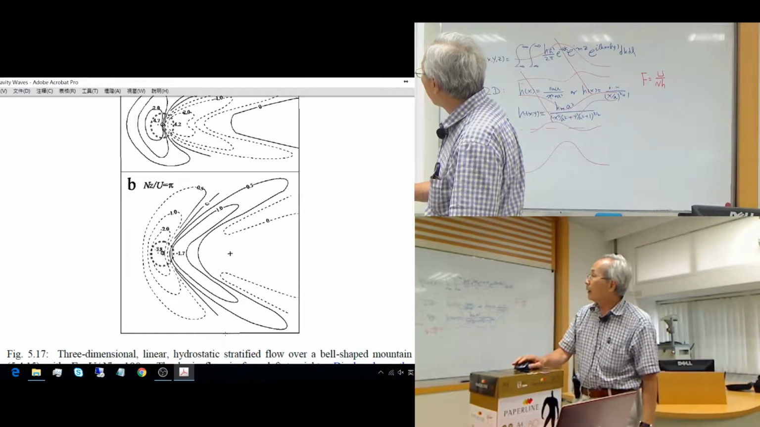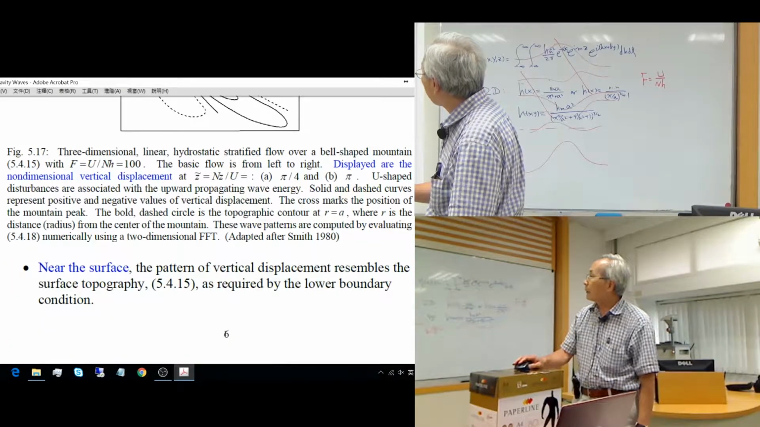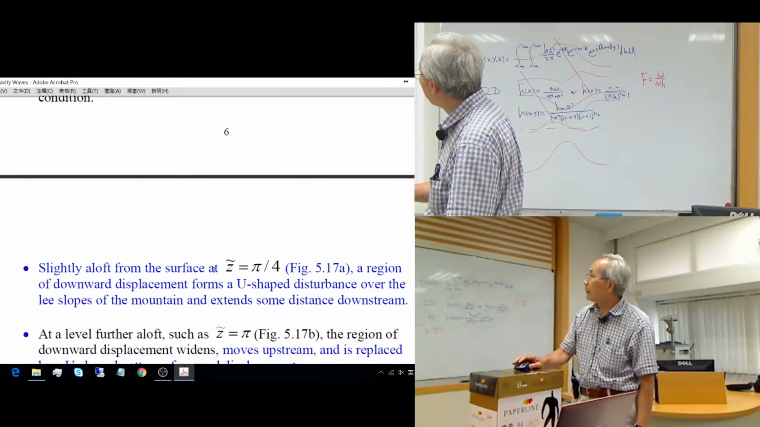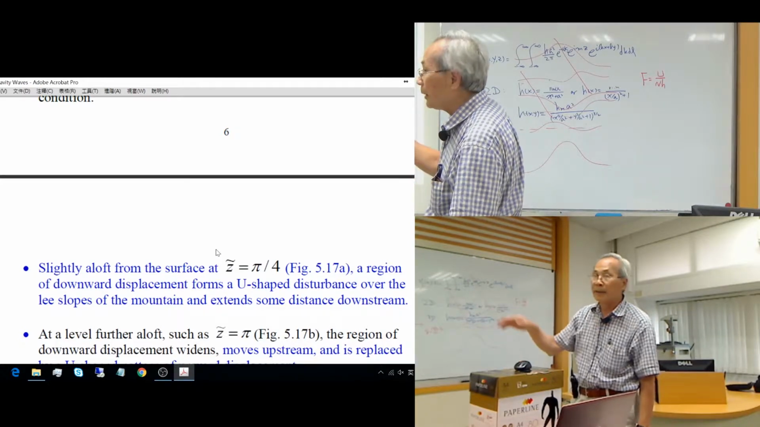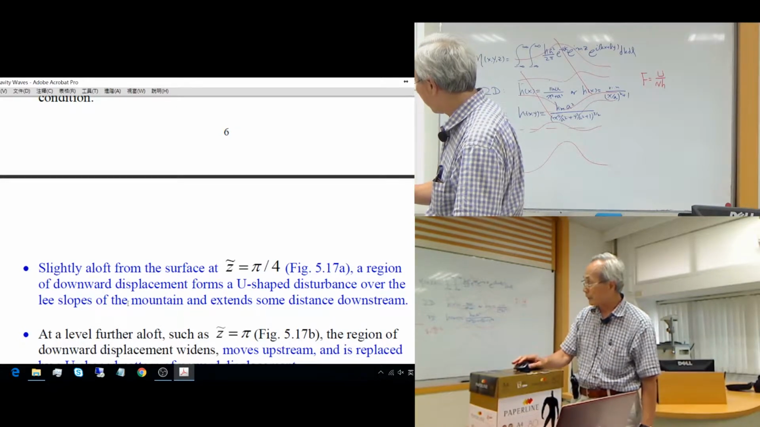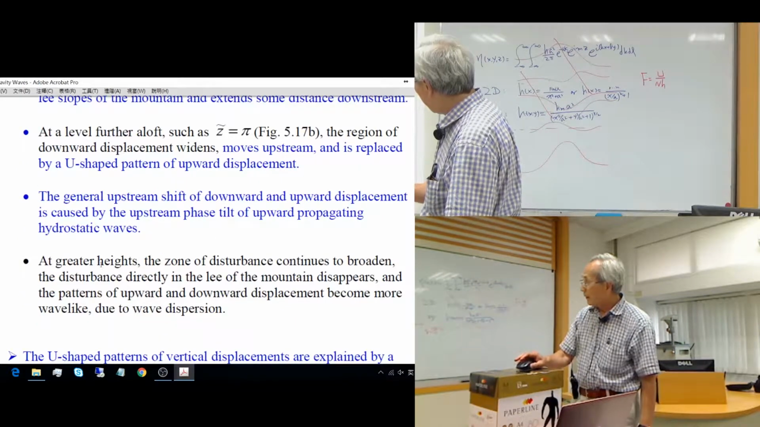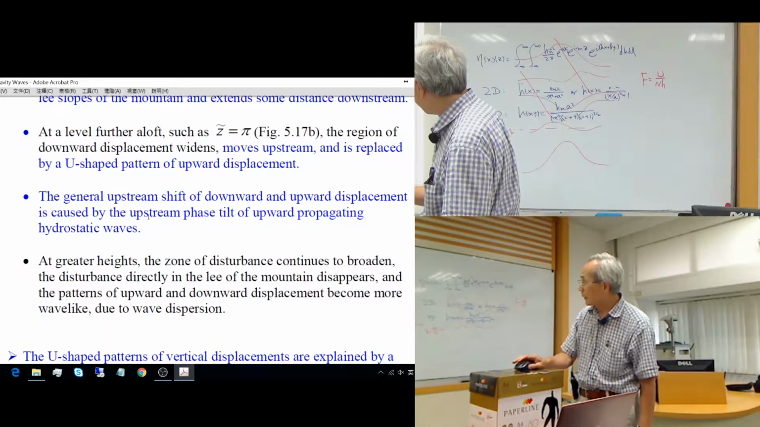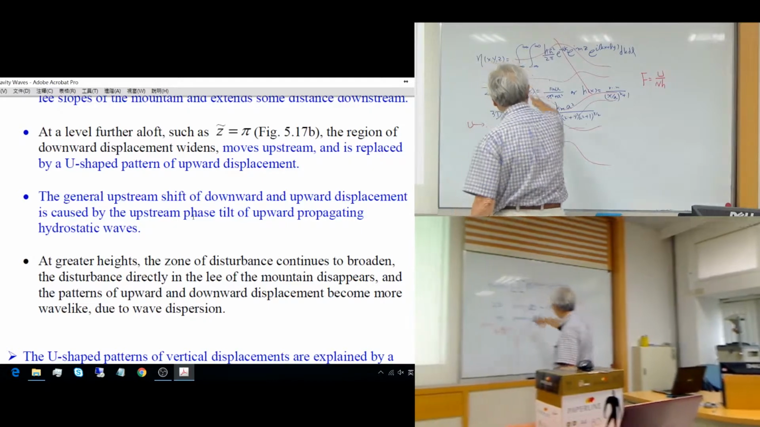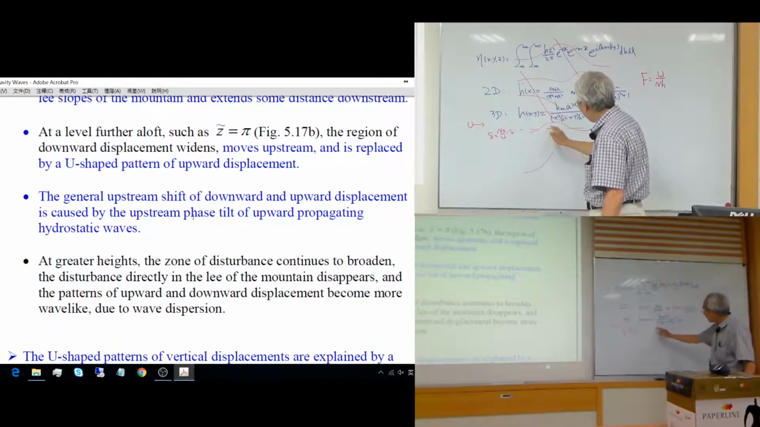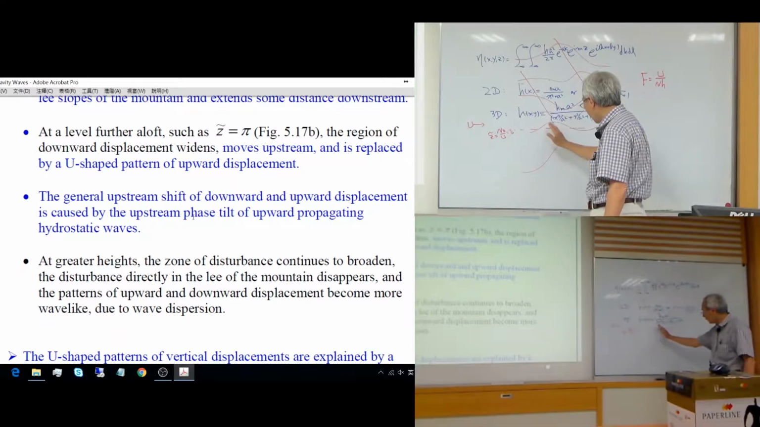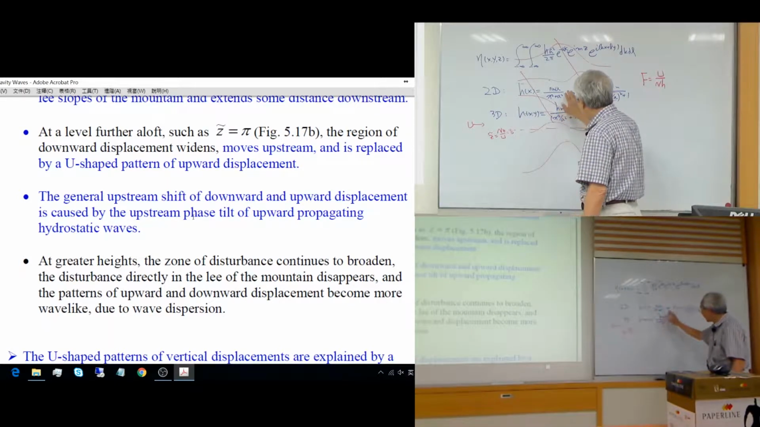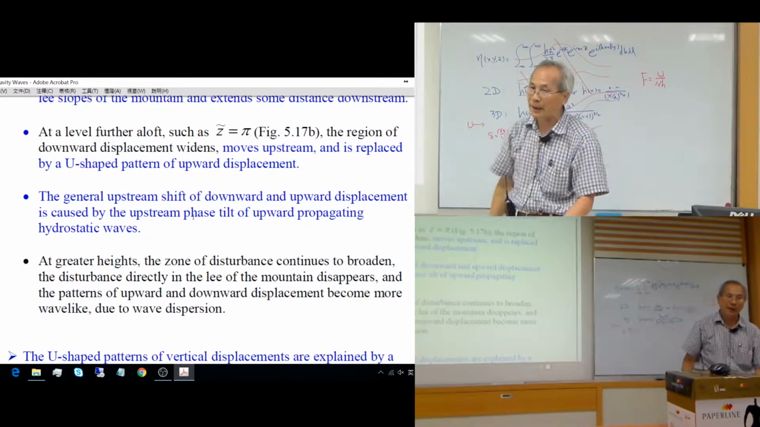And then Rossby, I think the main point I want to point out is here; I let you read it. It's pretty easy to read because there are no equations. The general upstream shift of the downward and upward displacement is caused by the upstream phase tilt, as I just mentioned. So here the upward motion is upstream of the mountain, but higher up it could be down and then followed by upward motion. So it is going to repeat this kind of disturbance with height.